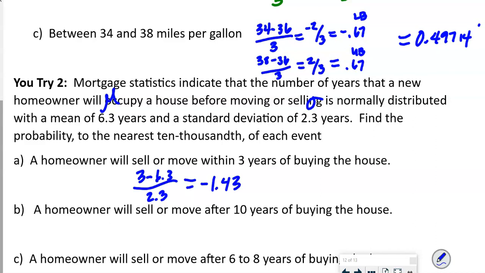So this says a homeowner will sell or move within 3 years of buying the house. So if I've got my 6.3 right here and my 3 here, it says within. So we're going that direction, right? So that means this 3, or this number right here, is going to be an upper bound, right? So our lower bound would be -1,000,000. So go ahead and put that in the calculator and come back to me.